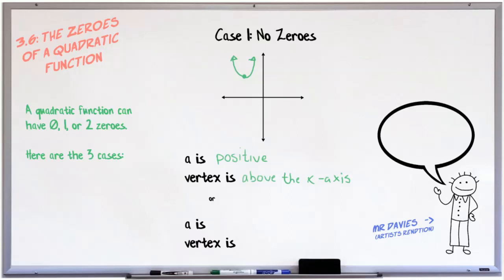The other scenario is that a is a negative value, and our vertex is below the x-axis. Again, if we were to sketch this, it might look something like this. So you can see our vertex is below the x-axis, a is a negative value, so our parabola opens down.